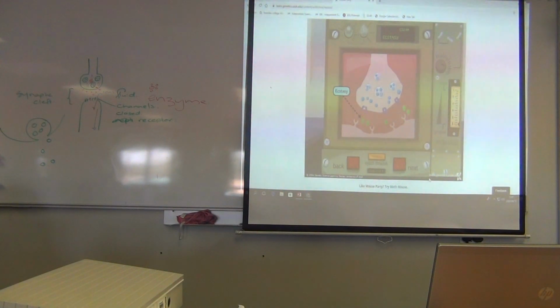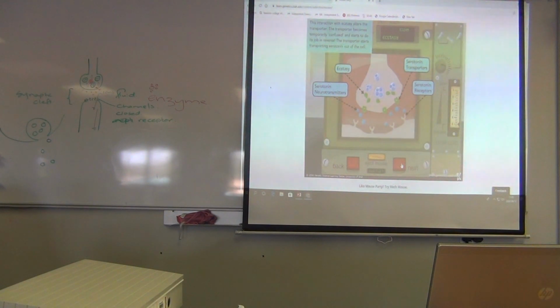Ecstasy mimics serotonin and is taken up by serotonin transporters. In fact, ecstasy is more readily taken up than serotonin itself. This interaction with ecstasy alters the transporter. The transporter becomes temporarily confused and starts to do its job in reverse. The transporter starts transporting serotonin out of the cell. The excess serotonin becomes trapped in the synaptic cleft. As a result, it binds again and again to the receptors, overstimulating the cell.